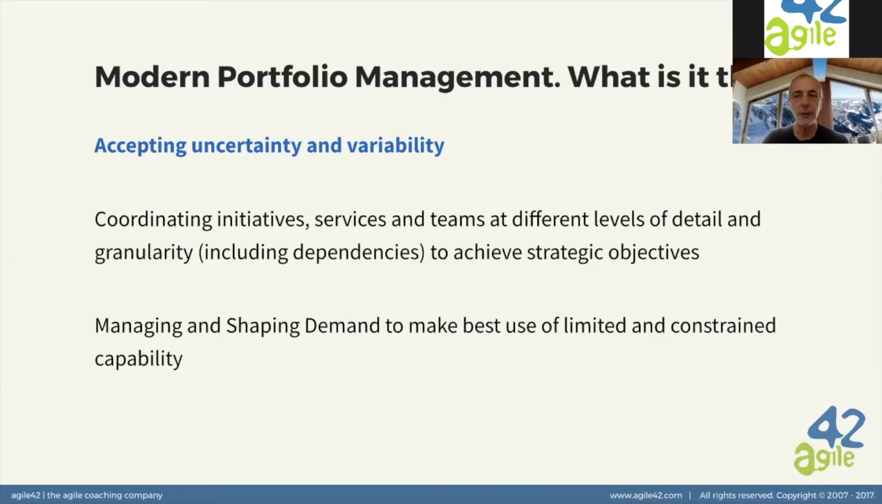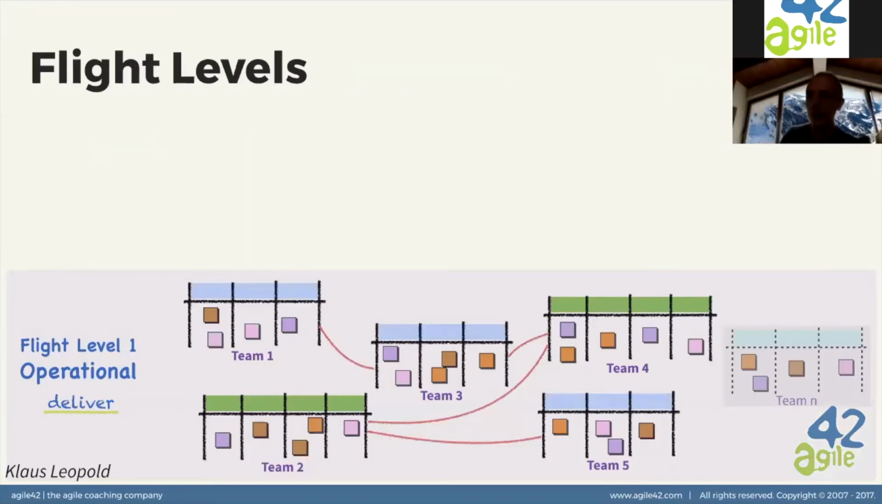Let me start focusing on coordination and strategy alignment. So here I'm using a metaphor introduced by Klaus, again, Klaus Leopold, the flight levels metaphor. And it's exactly related to an airplane flying. So the closer you fly to the ground, the more details you see, but obviously your perspective is limited. So we call this level 1, the operational level, where teams operate to deliver our initiatives. And teams can be doing Scrum, Kanban, whatever. There are dependencies among these teams. You see the red curves.